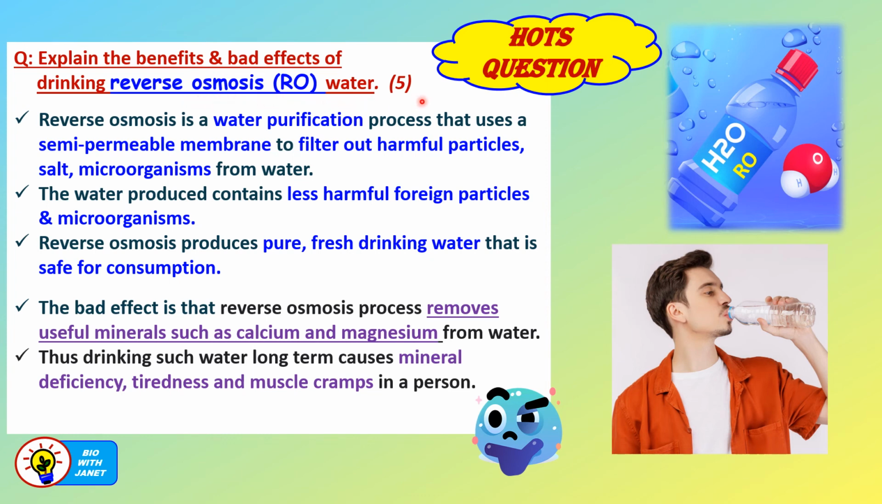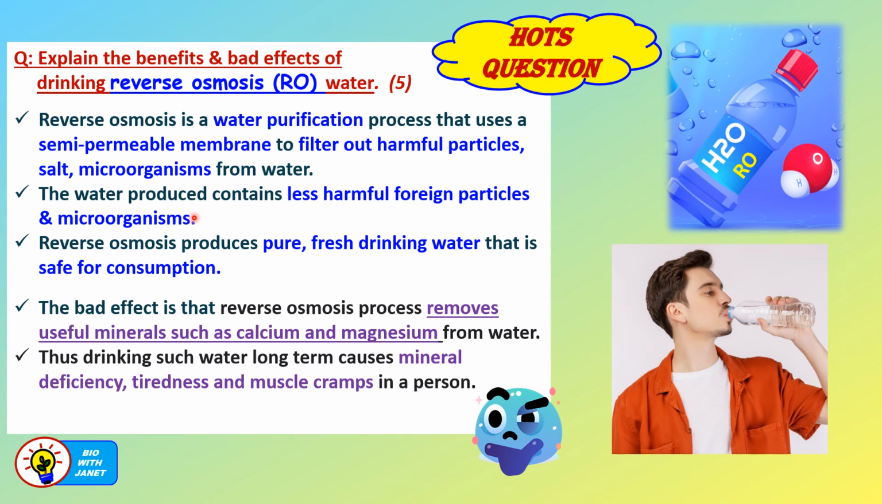Okay, and also it's good for us to find out. So it can be explain the good benefits, means the good effects, right? So explain the good and bad effects of drinking reverse osmosis water, right? So to explain, we have to first explain what the process is about, all right? So reverse osmosis is a water purification process that uses a semi-permeable membrane to filter out harmful particles, salt, microorganisms from water. The water produced contains less harmful foreign particles and microorganisms, right?